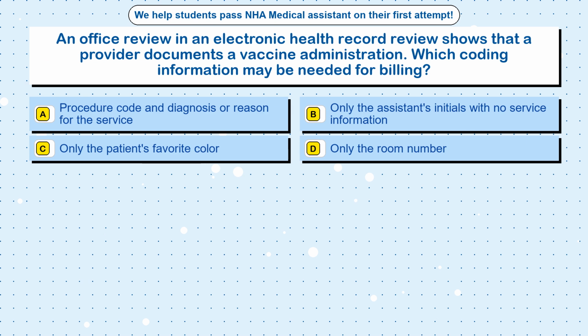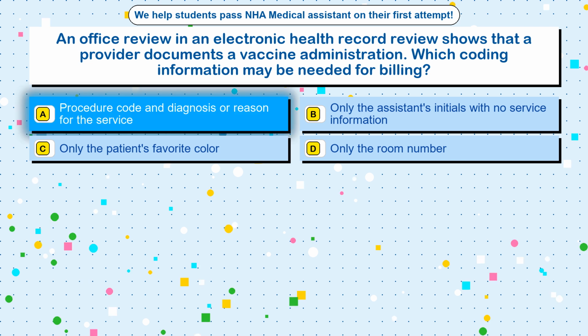Question 10. An office review in an electronic health record review shows that a provider documents a vaccine administration. Which coding information may be needed for billing? Option A. Procedure code and diagnosis or reason for the service. Option B. Only the assistant's initials with no service information. Option C. Only the patient's favorite color. Option D. Only the room number. The correct answer is option A.